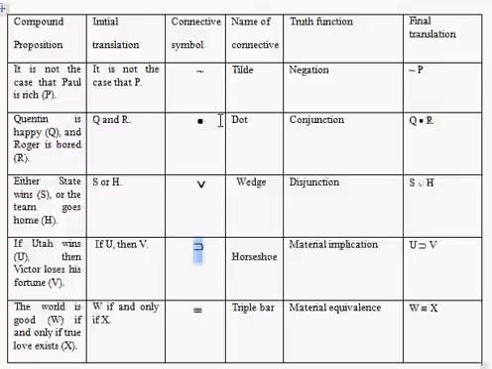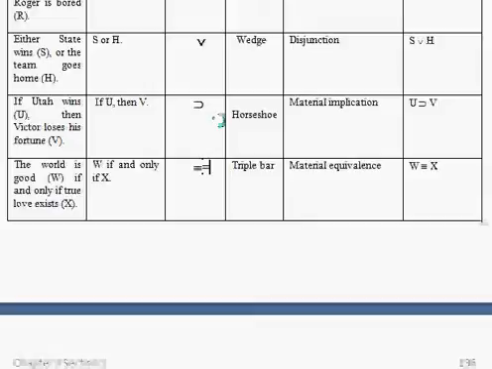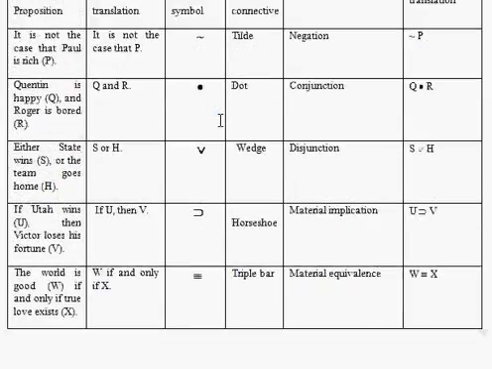Finally, triple bar. Triple bar means material equivalence, and if you want to translate that simply, instead of finding it, you could just use an equal sign, and I would understand that. The triple bar allows us to translate things that are saying if this is true, then that's true, and if the consequent is true, then the antecedent is true. It's saying they're both true always. Anytime W is true, then X is true, is what this is saying. We would say if and only if. And so we use triple bar.